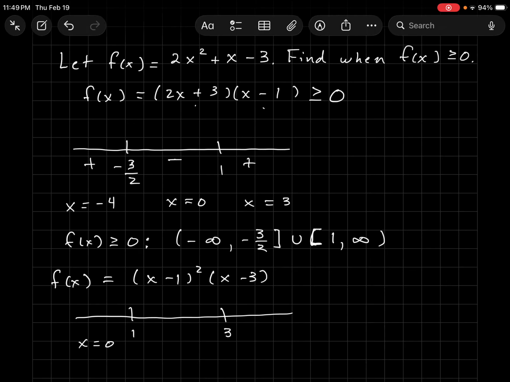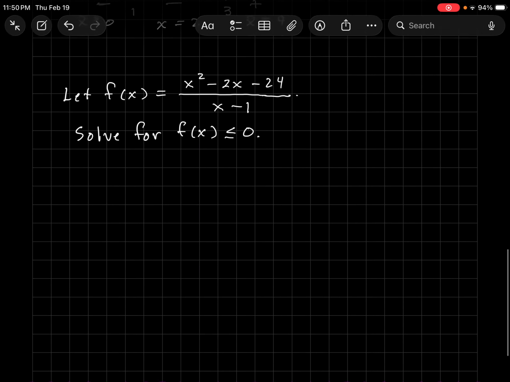and plug it in, notice that anything squared is always positive, or 0, at least non-negative. So if I plug in x equals 0, I get positive times negative. If I plug in x equals 2, I get positive times negative. And notice that it doesn't change signs there. Anything bigger than 3, I get positive times positive. So don't get in the habit of finding the first one and then just switching the signs back and forth.